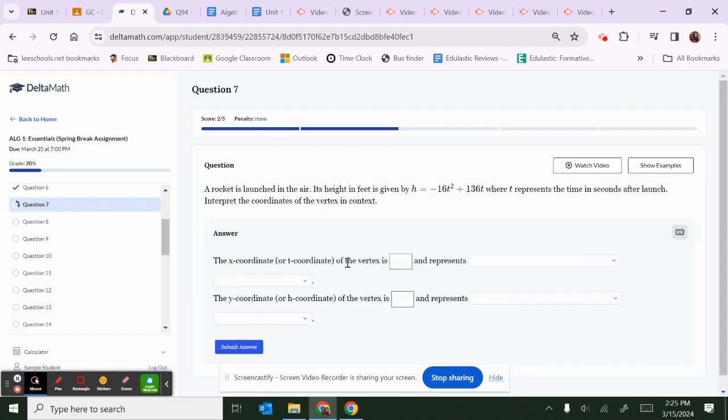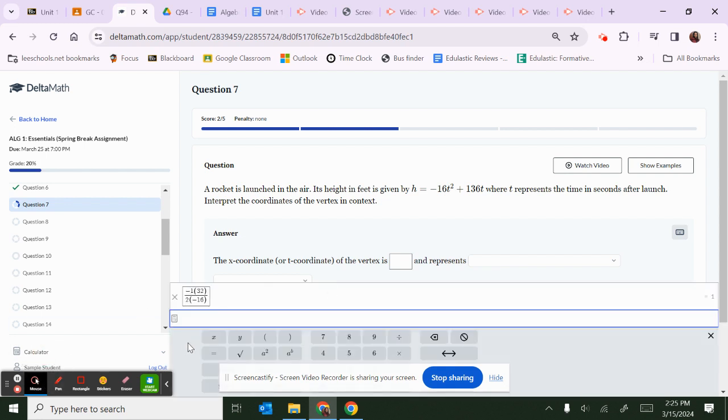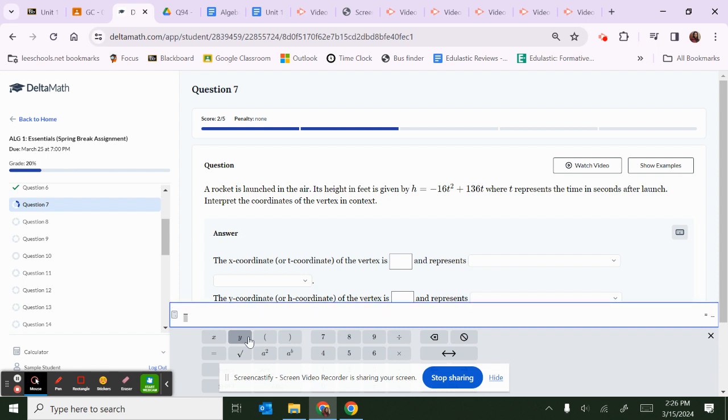All right. This one is asking you for both the time and the height. So I need to do both. Okay. So for this one, guys, I'm going to use my calculator a little bit. All right. So I would first define time, because again, this t represents time. Okay. So I need to find the time it takes me to get to my vertex, and your vertex is your highest point or your lowest point.